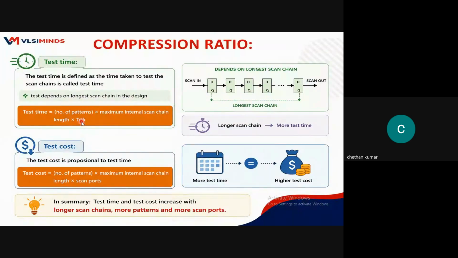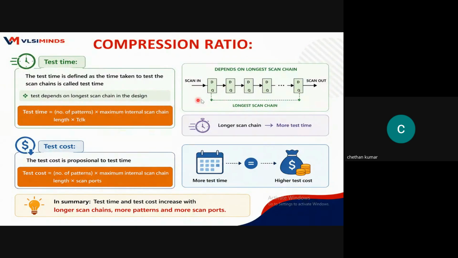And into TCK. TCK is nothing but the time period of the test clock, like 1 millisecond as I mentioned, multiplied by the number of patterns. The number of patterns depends on the number of flip-flops in the chain. That gives you the test time, so the number of patterns required to detect the faults in this.